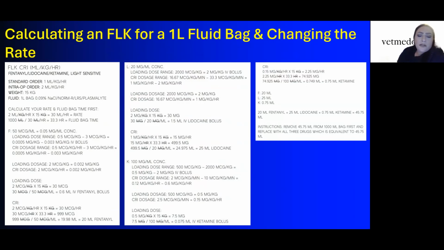So 2 mgs per kg times 15 kgs equals 30 milligrams. 30 milligrams divided by 20 mgs per mil equals 1.5 mil IV lidocaine bolus. And then CRI, 1 mg per kg per hour times 15 kgs, 15 milligrams an hour. 15 milligrams an hour times 33.3 hours equals 499.5 milligrams. 499.5 milligrams divided by 20 mgs per mil equals 24.975 mils or 25 mils of lidocaine.